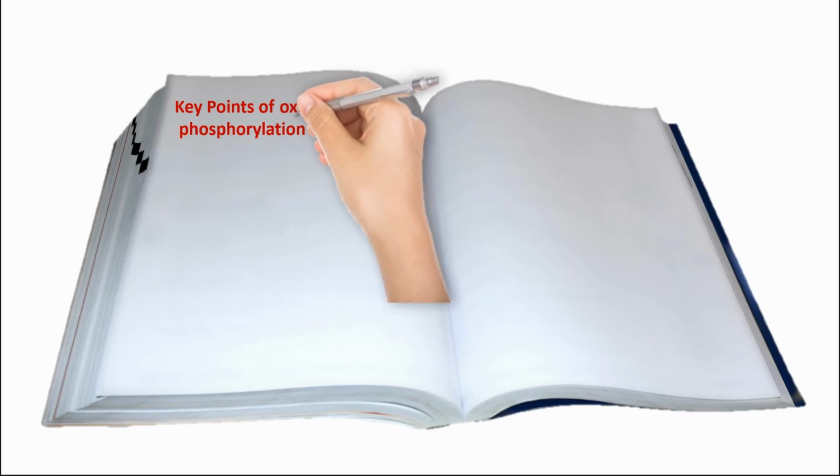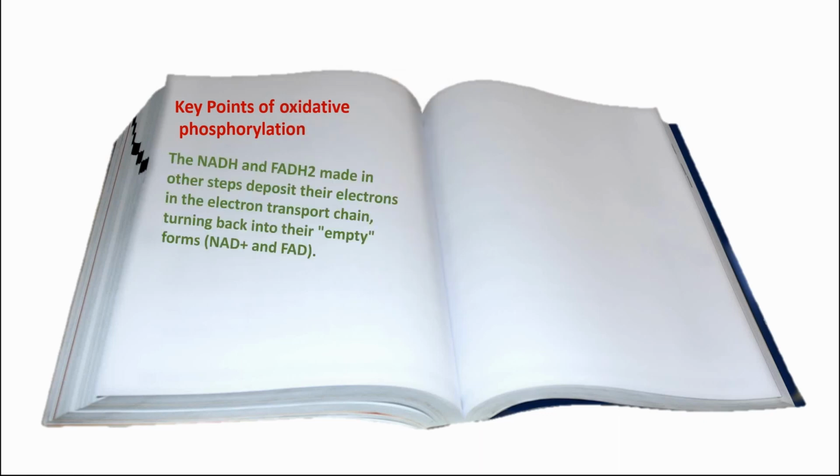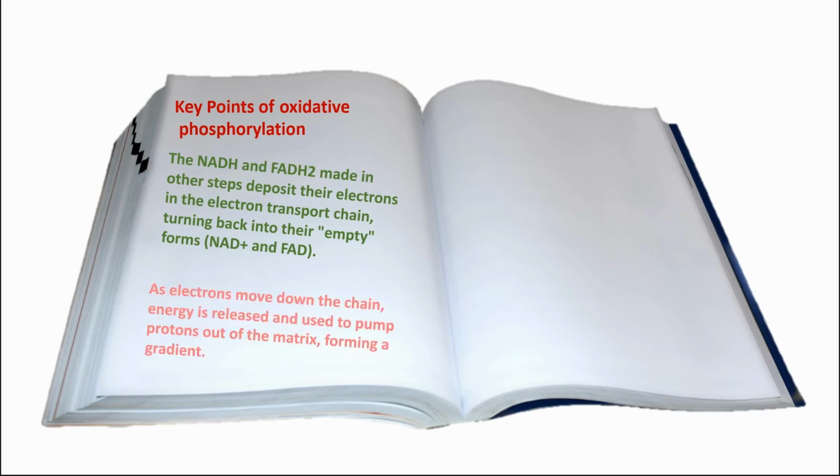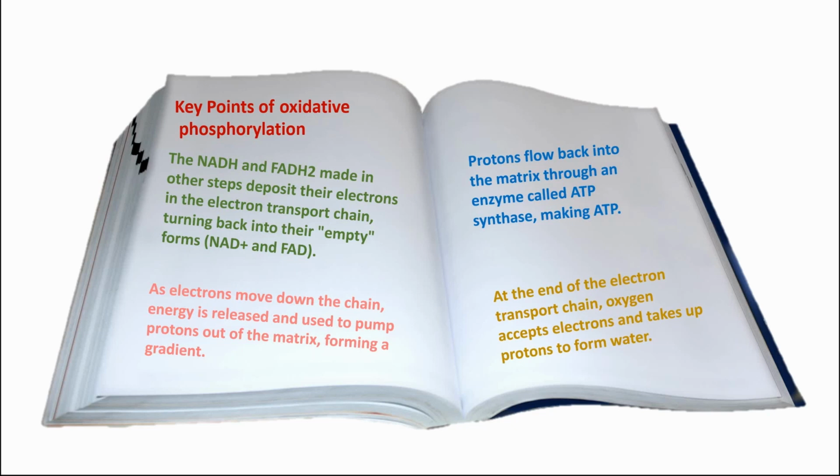Key points of oxidative phosphorylation. The NADH and FADH2 made in other steps deposit their electrons in the electron transport chain, turning back into their empty forms NAD+ and FAD. As electrons move down the chain, energy is released and used to pump protons out of the matrix, forming a gradient. Protons flow back into the matrix through an enzyme called ATP synthase, making ATP. At the end of the electron transport chain, oxygen accepts electrons and takes up protons to form water.